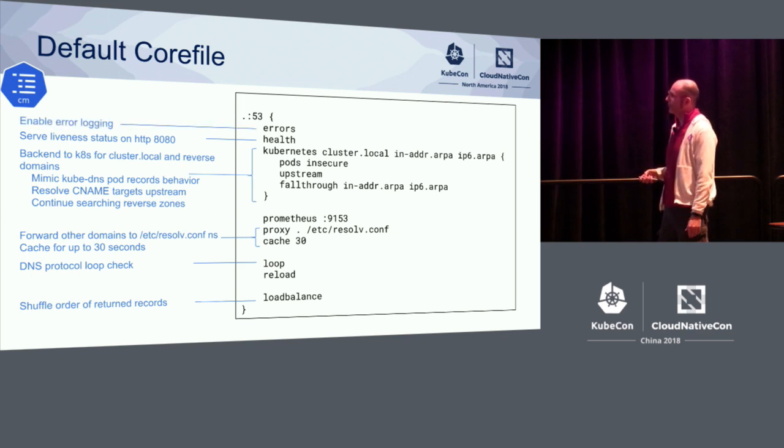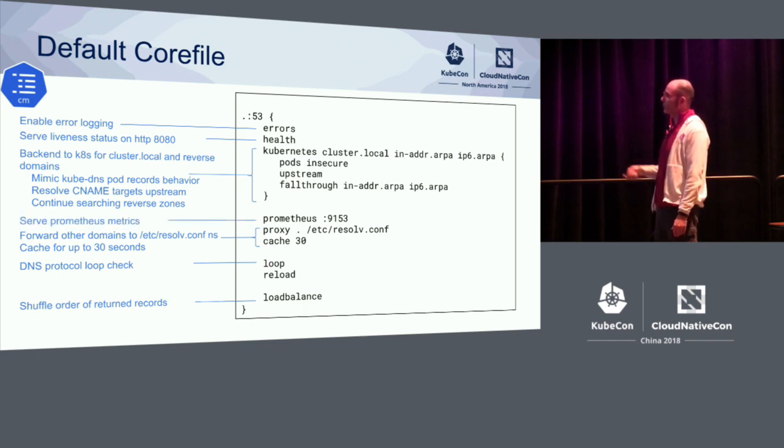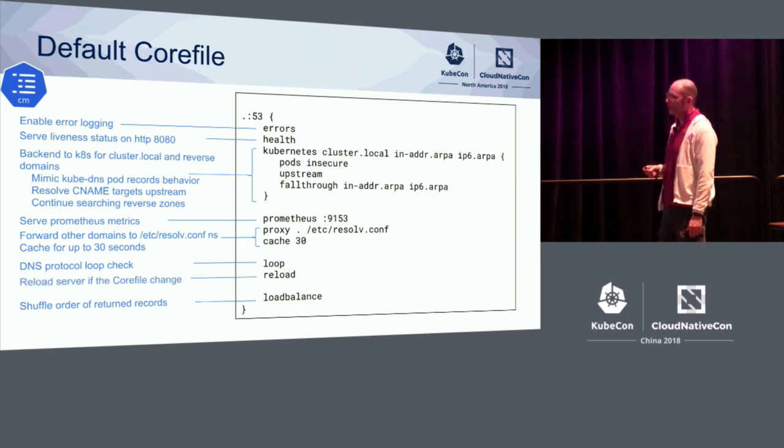Error is just enabling the logging of internal errors. Prometheus is to provide the metrics of Prometheus on the port 9153. And this one is an important one, reload.